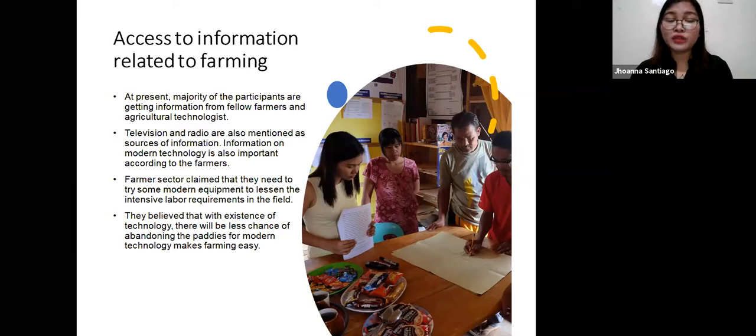So the information related to farming mostly comes from the agricultural technologists and fellow farmers, television and radio, and the farmer sector claimed that they need to try some modern equipment to lessen the intensive labor requirements in the field. Because it's very intensive, the labor itself, it's very tedious from when you start to prepare the land until harvesting and threshing. So the participants believe that with the existence of technology, there will be less chance of abandoning the paddies, for modern technology makes farming easy.